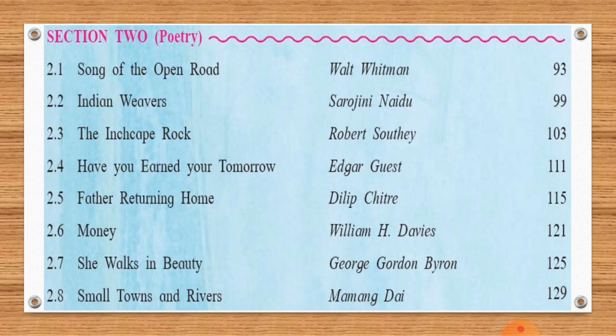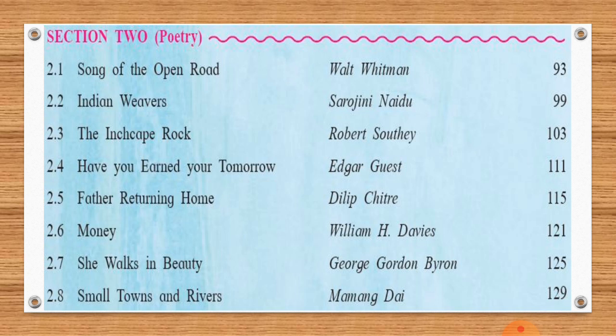Then our next poem is 2.4 and the title of this poem is Have You Owned Your Tomorrow. This poem is written by Edgar Guest. Through this poem, Edgar Guest is telling us that we should consider our actions and deeds carefully for our better future, and it's an inspirational poem. It is telling us how to behave in our life.